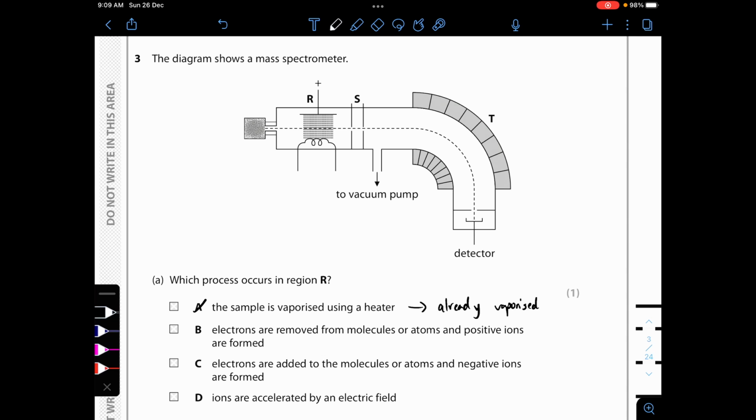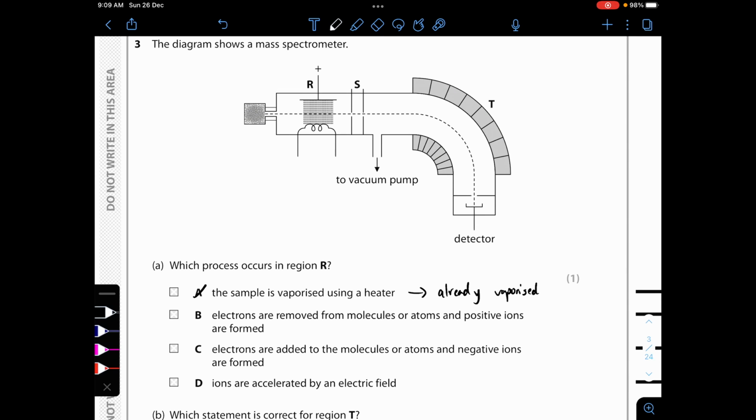So this is not what we're going to do. The electrons are removed from the molecules or atoms and positive ions are formed. Now this looks plausible because you can see there's a plus sign here. That means that the electrons are attracted to this side, and then they flow through. So let's see what C says. Electrons are added to the molecules and negative ions are formed. Now this is just false because negative ions are not formed. And D, ions are accelerated by an electric field. Now that is region S, not region R. So our final answer will be B.